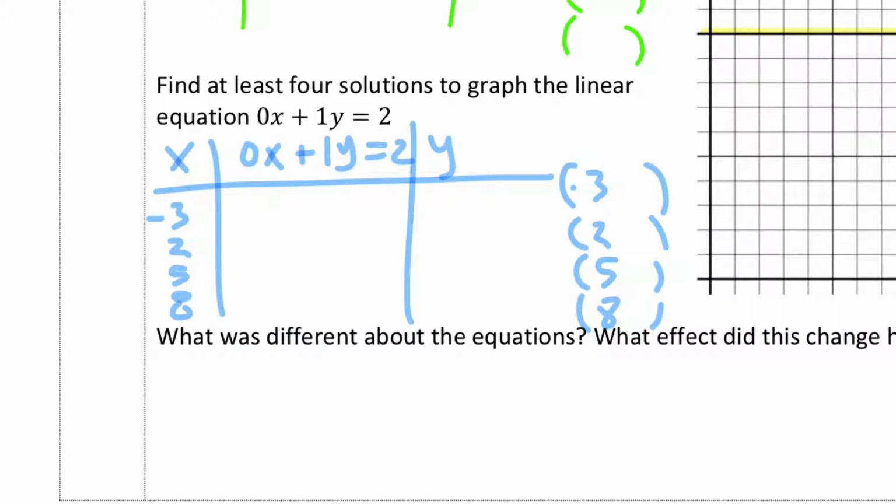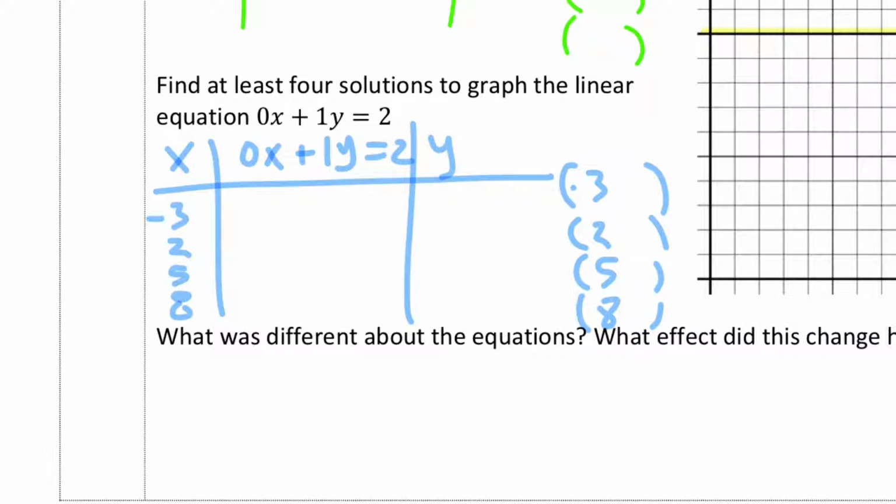So in this problem, we are given another linear equation. We're given 0x plus 1y equals 2, and we have to find 4 solutions. I've already chosen how to lay out our table and what numbers we're plugging in, so hopefully you can take a moment. You can pause if you want to copy that down. So we're going to get right to this.